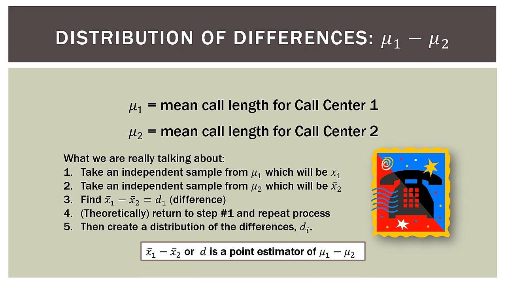So x bar sub 1 minus x bar sub 2, or d for the difference, is a point estimator of the difference between the two populations. So the difference in the sample means, d, is a point estimator of the population mean differences.